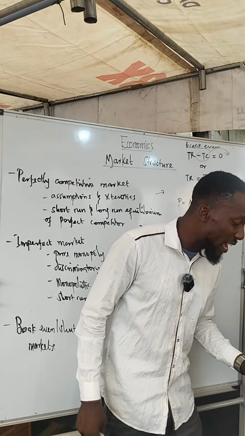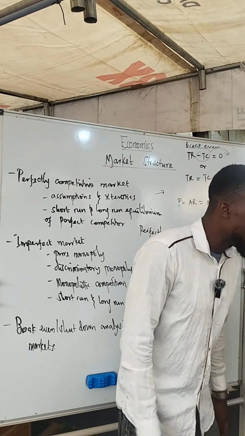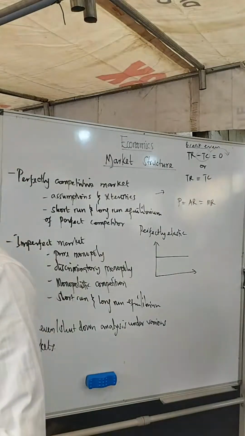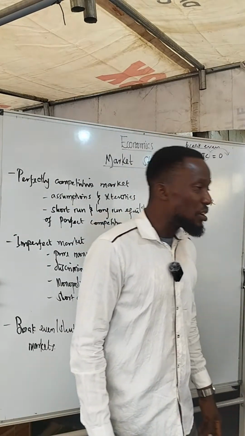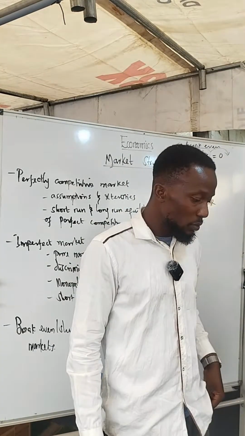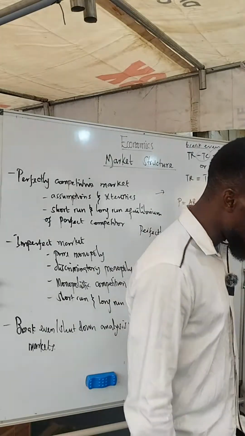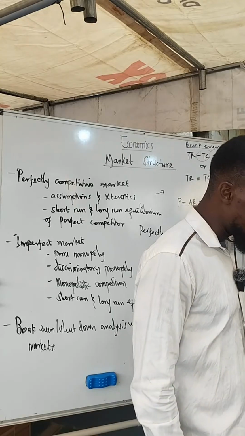Sellers are free to sell and buyers are free to buy from any seller. There is nothing like you can only buy from this market or from this seller. Is that taken? And there is no preferential treatment. There is no transport cost. Buyers and sellers are price takers.